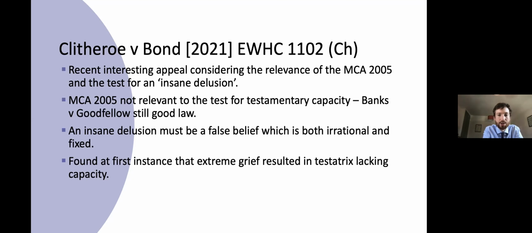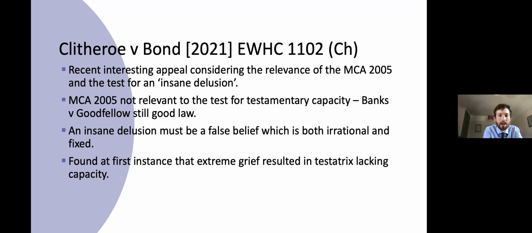Now, the interesting factual element of this case is it's not, as is often the case in capacity cases, that the testator suffered from dementia or something of that ilk. In this instance, it was extreme grief, which was said at first instance to have been so severe that it resulted in the testatrix lacking capacity. The testatrix had lost one of her daughters shortly before she died. And as a result, it was found that she had an affective disorder, which led to the estrangement between her and her remaining daughter, as a result of some false beliefs which she held about that daughter.